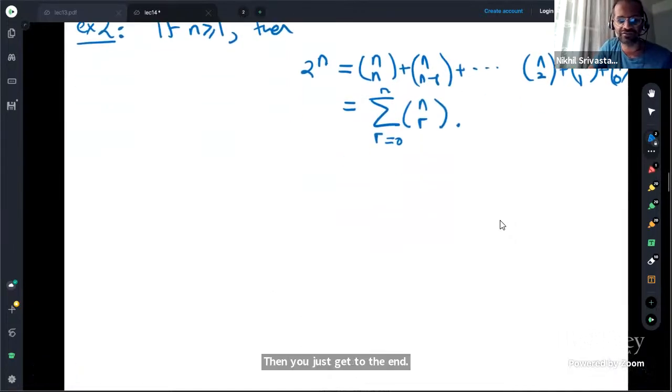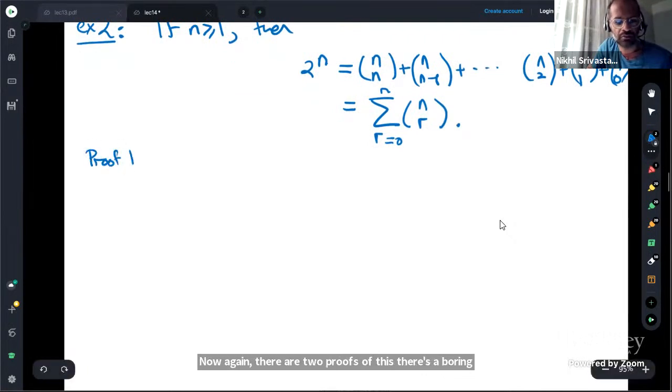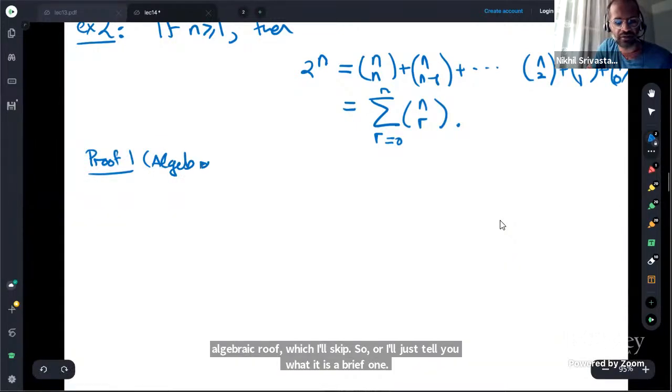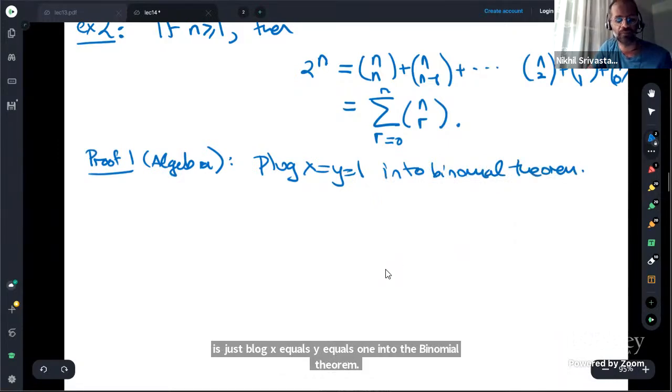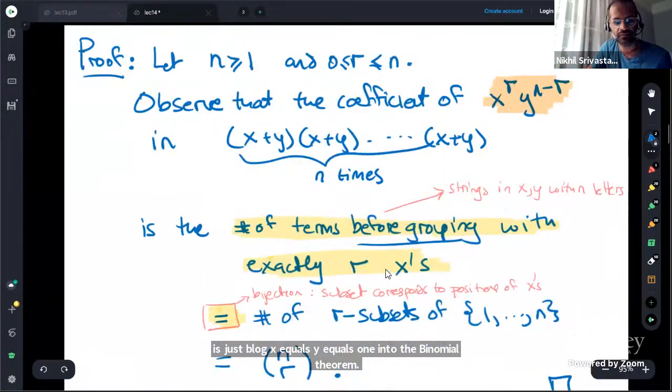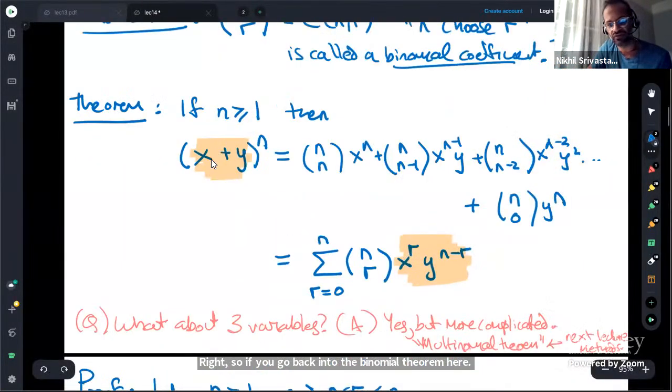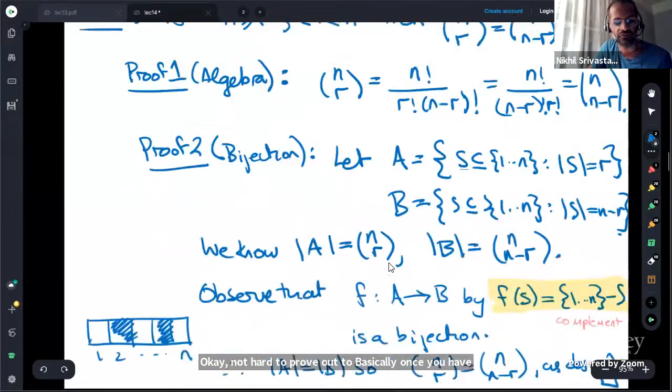Now again, there are two proofs of this. There's a boring algebraic proof, which I'll skip, or I'll just tell you what it is. Proof 1, algebra, is just plug x equals y equals 1 into the binomial theorem. If you go back to the binomial theorem and plug in 1 for x and y, then you just get this. You get 1 plus 1 to the n, namely 2 to the n, is equal to the summation of n choose r times 1, which is what we wanted to prove. It's not hard to prove algebraically once you have the binomial theorem. But let's see a combinatorial proof of this.